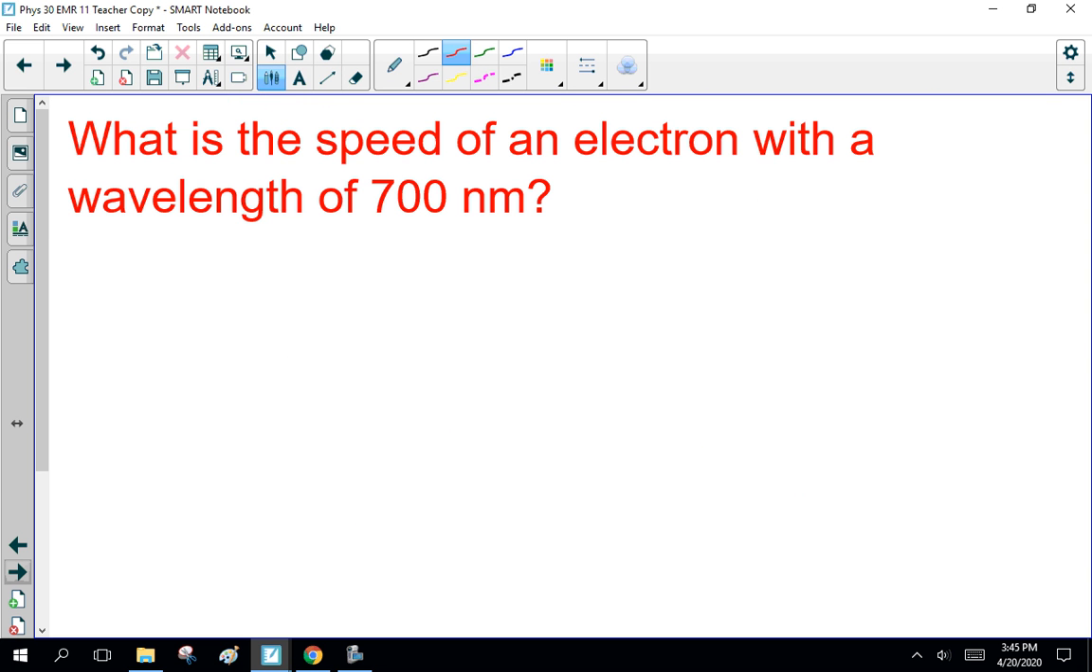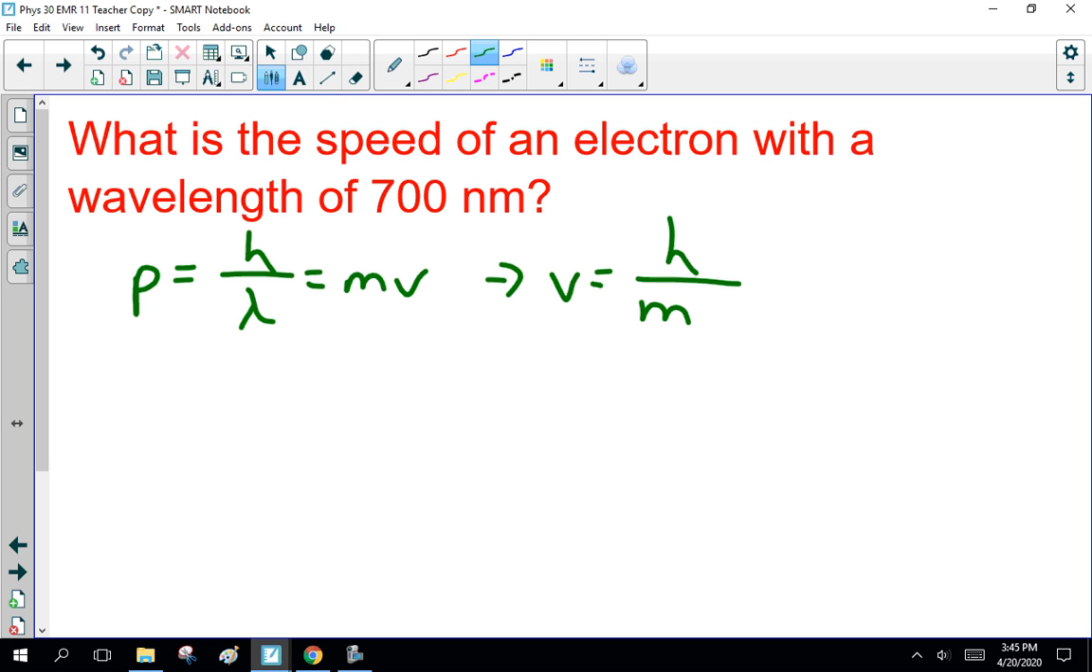Now, on the other hand, what's the speed of an electron with a wavelength of 700 nanometers? Well, momentum is h over wavelength, or that's mv. So velocity, rearranging this, we get h divided by mass times wavelength.